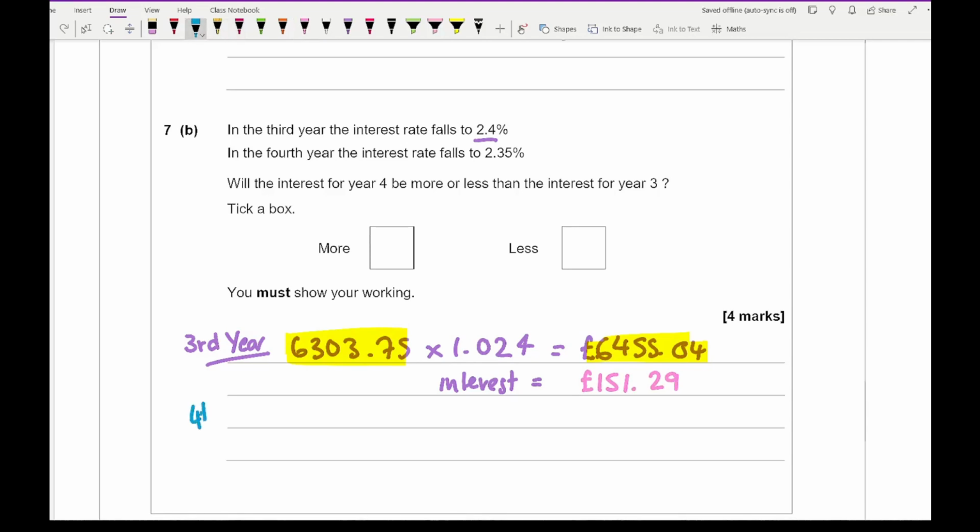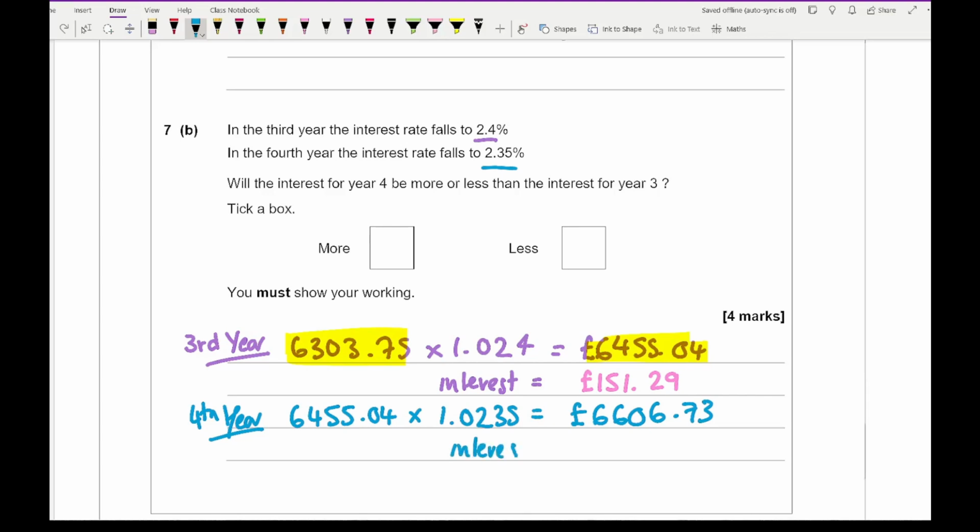I then need to repeat the process for the fourth year, in which the starting amount is now 6455.04. I multiply that by a percentage increase of 2.35%, so that's going to be 1.0235. And if I type that into my calculator, I get an answer of 6606.73. So then working out the interest that I've accumulated in that fourth year, I do that by taking away this number from this number, in which I get an interest amount of £151 and 69 pence.